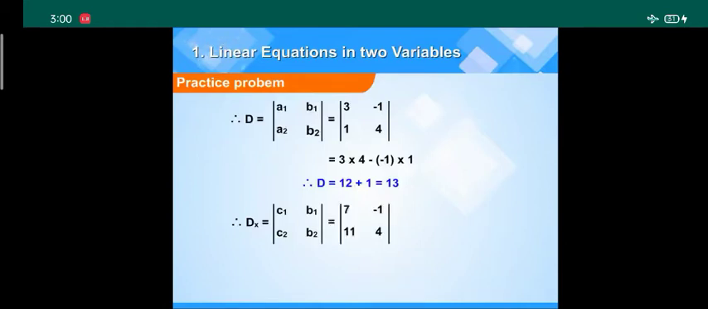Therefore, dx is equal to determinant 7, minus 1, 11, 4. Therefore, dx is equal to 7 into 4 minus (minus 1 into 11). It gives 28 plus 11. Therefore, the value of dx is equal to 39.